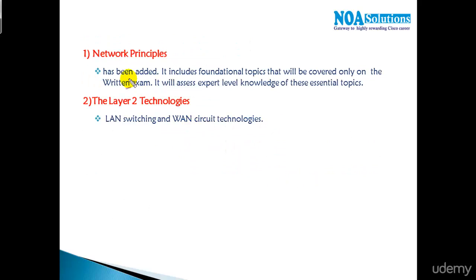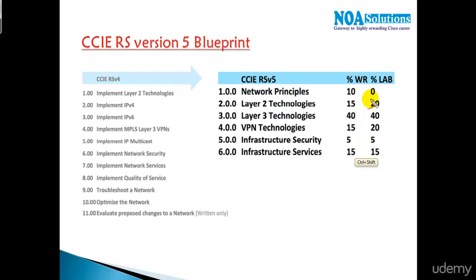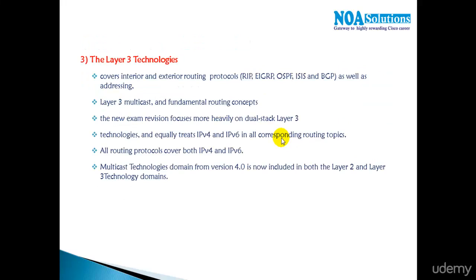There is a section called Network Principles. It has been added, and it includes some basic foundation topics which are required mainly for your CCIE written exam. But these network principles topics will not be covered in your lab exam, because there are not many lab questions tested from them. If you see here, there is 0% of the questions in the lab exam. But if you are preparing for the written exam, you need to go through those theoretical topics which are covered in the written exam.